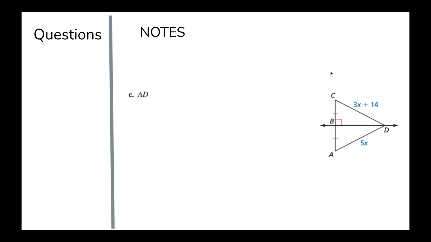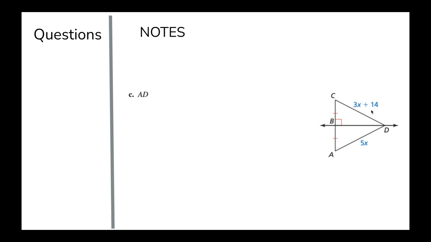Okay, if we find the measure of AD, well, in this case, now we have to do a little algebra. Look at the diagram again. We see a 90-degree angle, so we know that the line and the segment are perpendicular. We see that from C to B and from A to B, they are congruent. So we know that's going to be a perpendicular bisector, which means the distance from point D to A is equal to the distance from D to C.